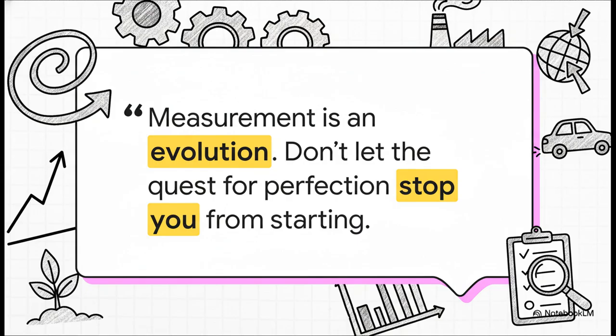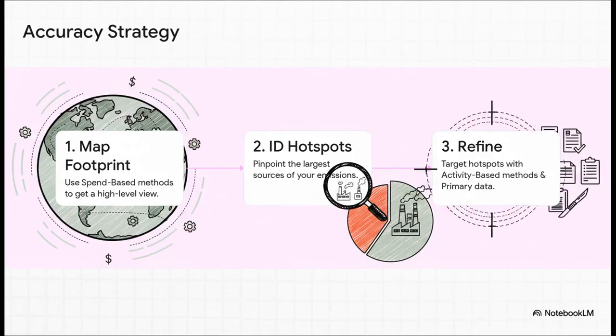The most critical thing you can do is just start. Don't let the hunt for a flawless, 100% perfect system stop you from taking that first step. Measurement is truly an evolution. So here's how you do it smartly. Step 1, map your entire footprint using the simpler spend-based methods to get that complete big picture view. Step 2, use that map to find your hotspots, the 20% of your activities that are probably causing 80% of your emissions. And then step 3, that's when you refine with precision. You target those hotspots with the more intense activity-based methods and start hunting down that super valuable primary data. It's efficient, it's strategic, and most importantly, it's achievable.